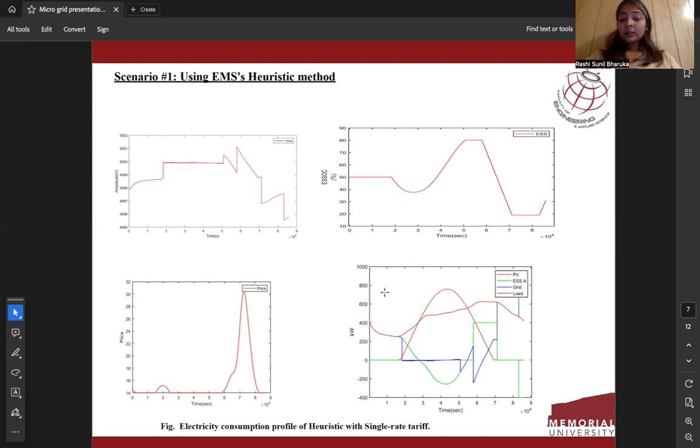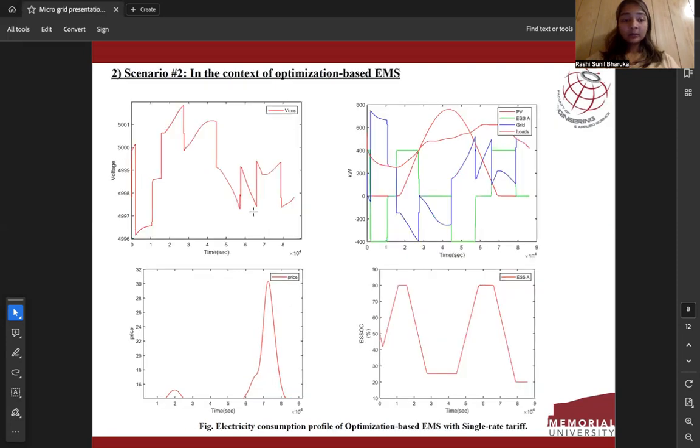Here we can see that in the heuristic method, the voltage supply was not constant, but the voltage supply in the optimization method, though it was not constant either, was at a higher rate and at a higher power as compared to the heuristic method.